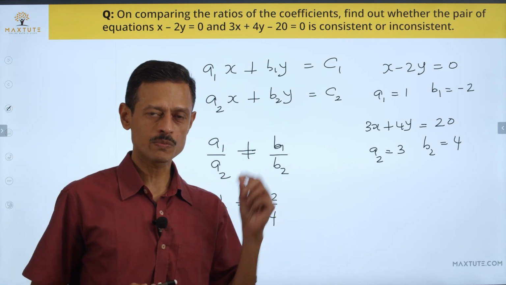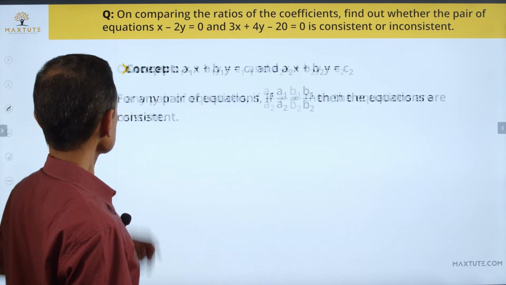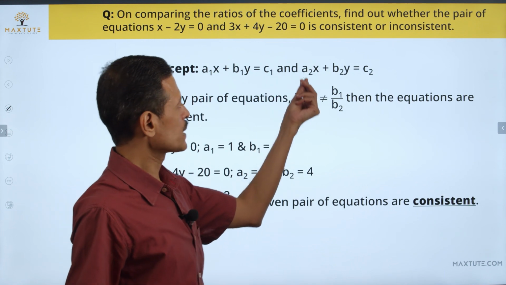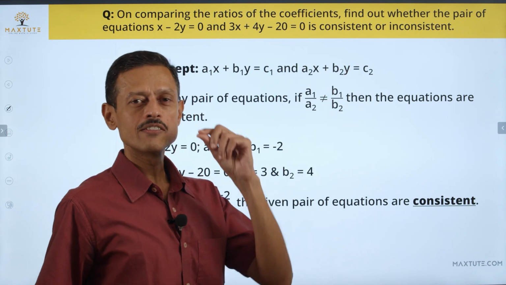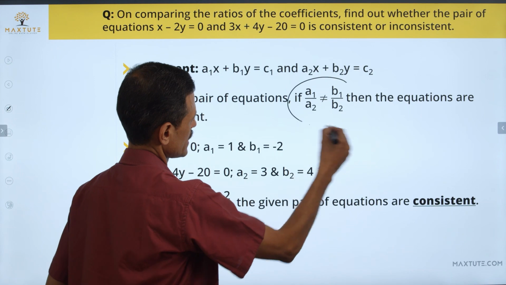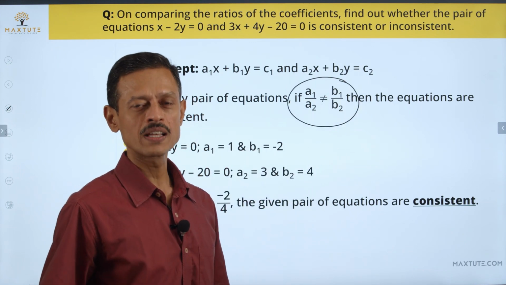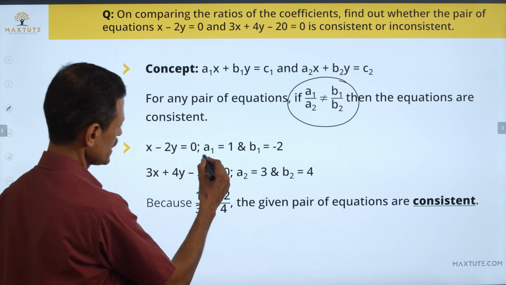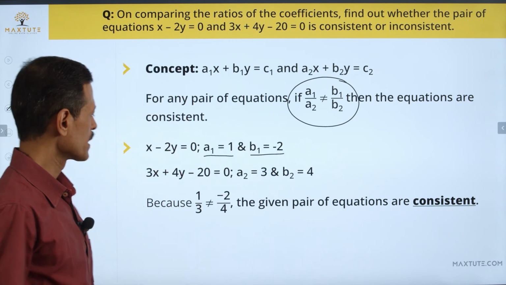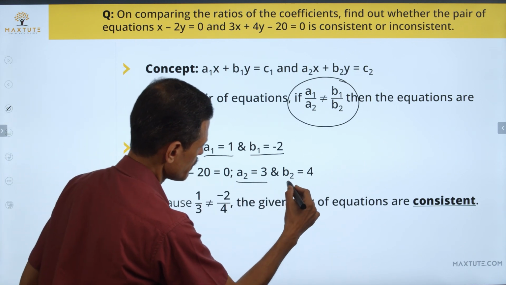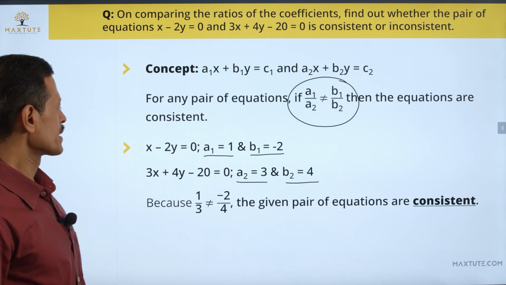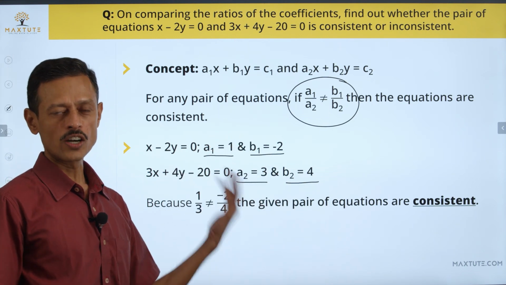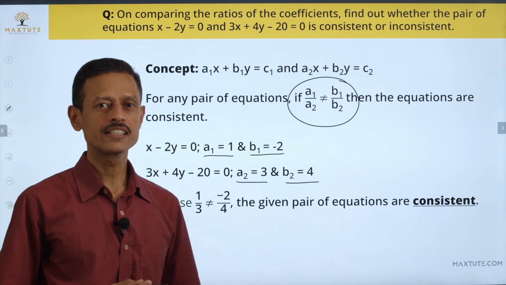Quickly recap this particular question also in a printed form. For any pair of linear equations, a1x plus b1y equals c1 and a2x plus b2y equals c2, they will be consistent provided this condition is satisfied. You are expected to know this to solve this question. a1 by a2 is not equal to b1 by b2. So first equation, a1 equals 1, b1 equals minus 2. Second equation, a2 equals 3, b2 equals 4. a1 by a2 is equal to 1 by 3, b1 by b2 is minus 1 by 2, minus 2 by 4. It is not equal, therefore this pair of linear equations is consistent, right?